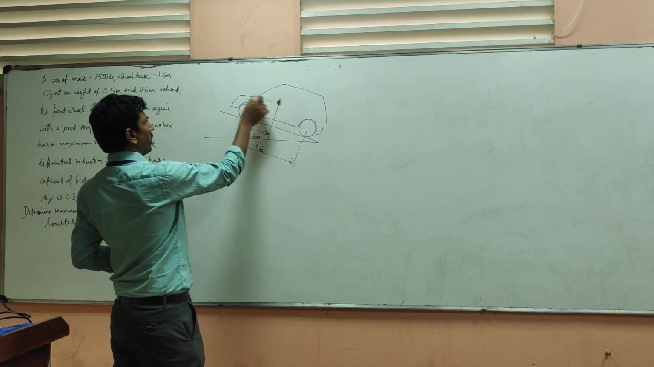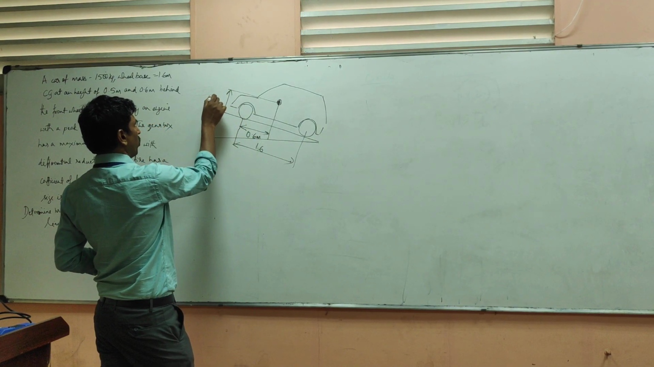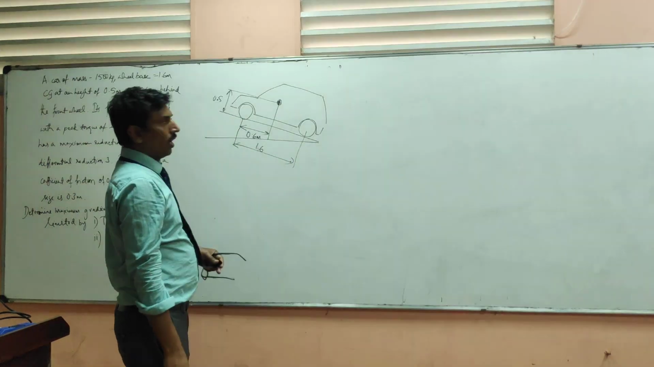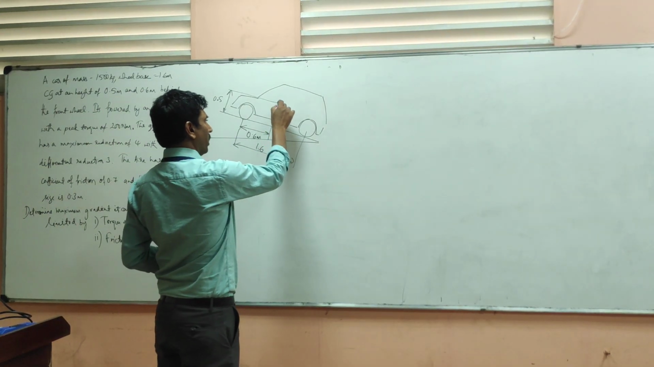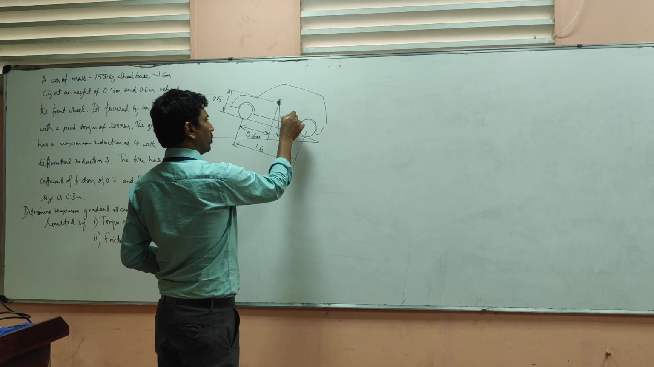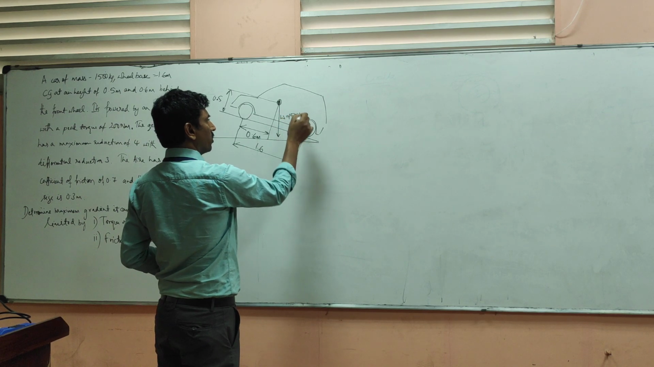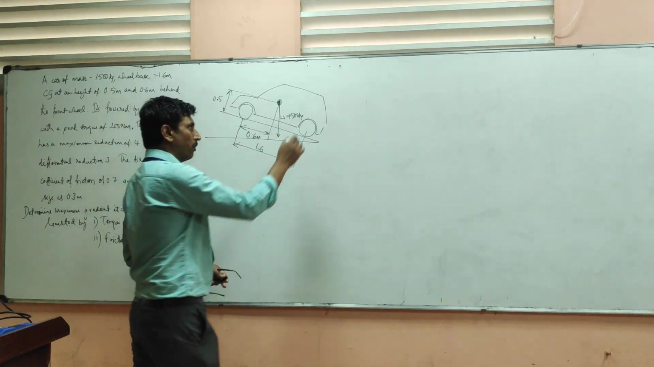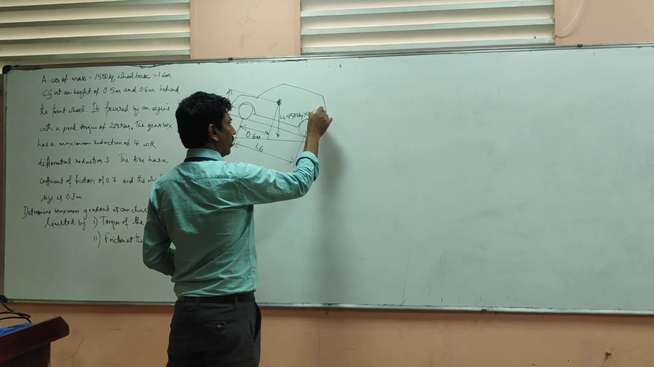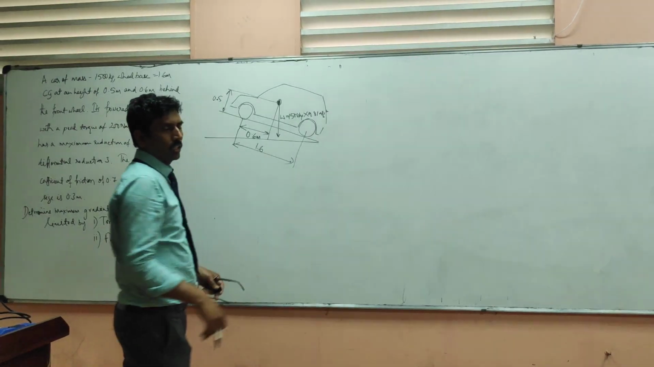1.6, and the height of the CG is actually 0.5, and the weight will always be acting downwards, that is W is equal to 1500 kgs multiplied by 9.81 meter per second square. That's the weight which is acting downwards.